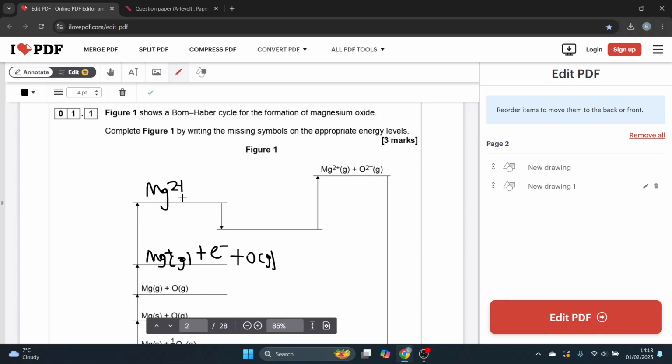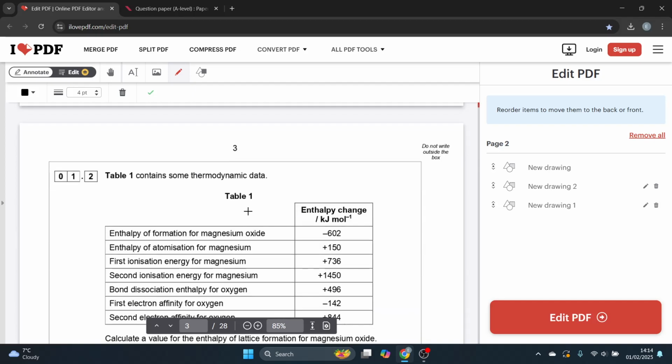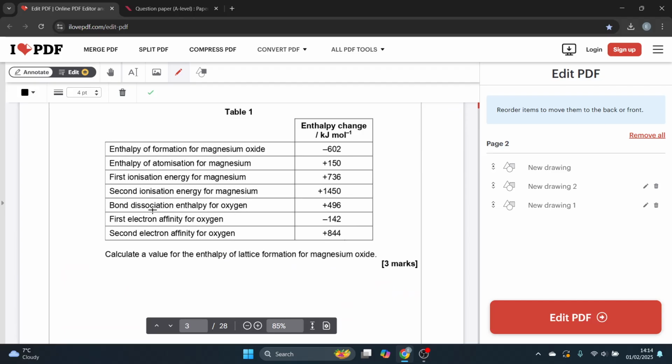So oxygen stays the exact same. Nothing happens to oxygen because we're not trying to find the first ionization energy for oxygen or the second ionization energy for oxygen. We're trying to find the first and second. And then here, the atomization energy for oxygen. First electron affinity for oxygen.